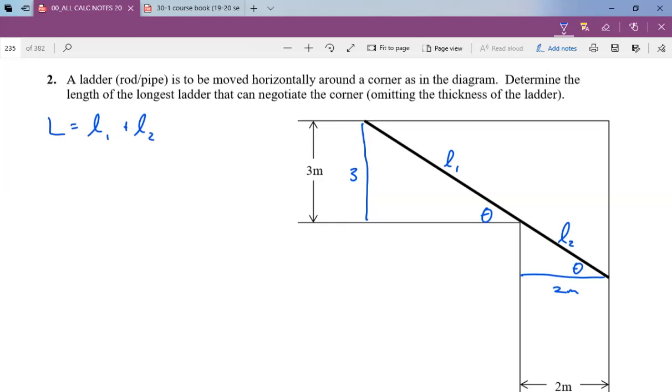Okay, so looking at this upper triangle, with this width of 3 meters. From theta, there's your opposite. So we have sine theta is equal to 3 over L1.